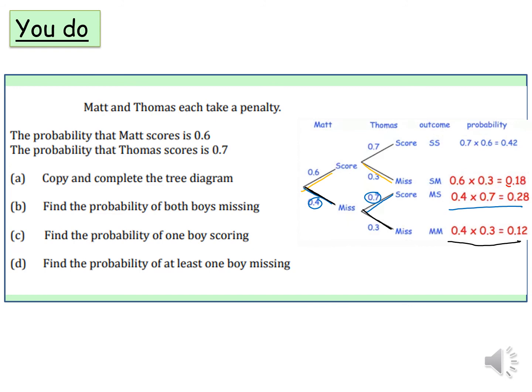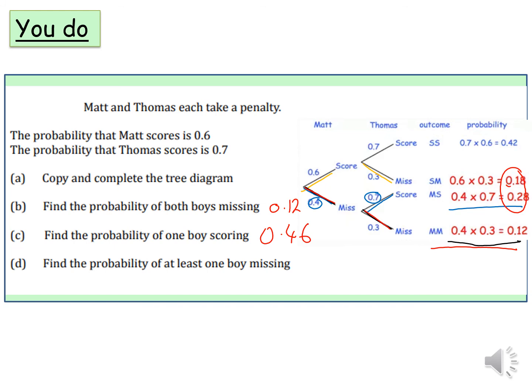Okay, so find the probability of both boys missing. So the probability of both boys missing is this one here, where they both miss, is 0.12. The probability of one boy scoring, if one boy scores, that means either Matt scores or Thomas scores. So it will be these two probabilities added together, and that will give us 0.46.